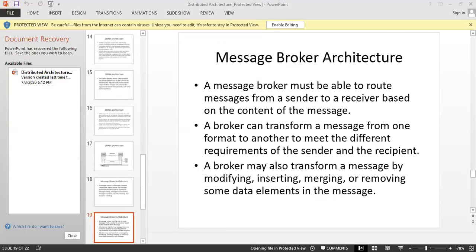The disadvantages of this architecture include overhead, indirection complexity, and difficulty in debugging and testing due to the new protocol stack added. So these are the disadvantages of the message broker architecture.